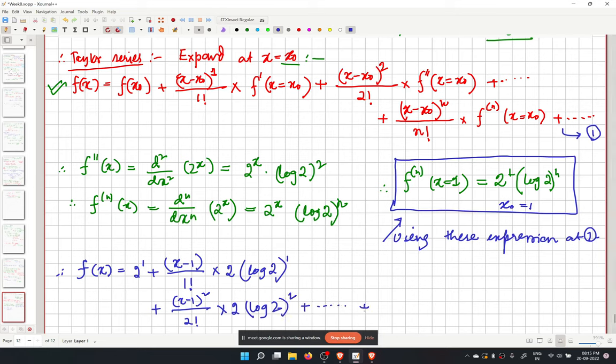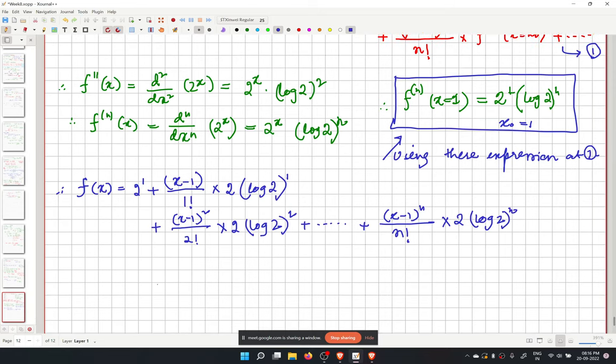And similarly, there will be an infinite number of terms. And to generalize this, we can write the nth term as (x minus 1) to the power n by n factorial times 2 times (log 2) to the power n, right? So we can take all the 2's common and we'll have 2 times 1 plus, let us do a summation.